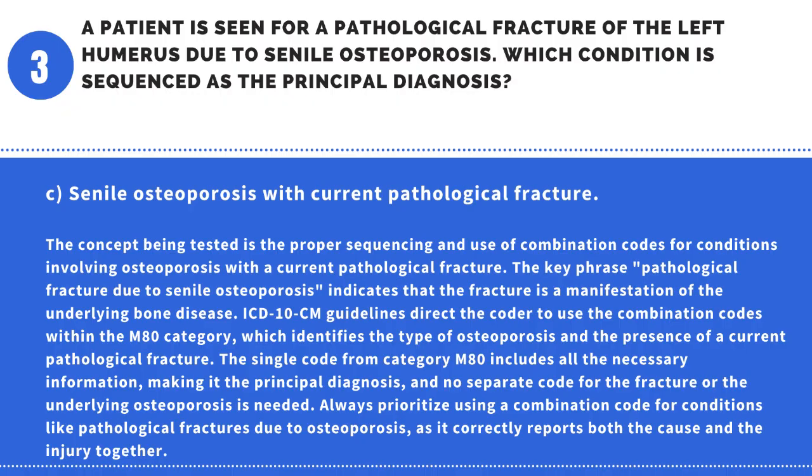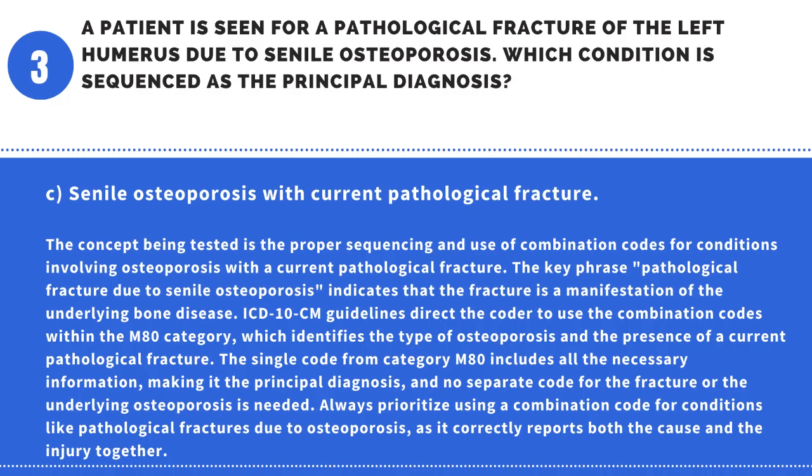The concept being tested is the proper sequencing and use of combination codes for conditions involving osteoporosis with a current pathological fracture. The key phrase, pathological fracture due to senile osteoporosis, indicates that the fracture is a manifestation of the underlying bone disease. ICD-10-CM guidelines direct the coder to use the combination codes within the M80 category, which identifies the type of osteoporosis and the presence of a current pathological fracture. The single code from category M80 includes all the necessary information, making it the principal diagnosis, and no separate code for the fracture or the underlying osteoporosis is needed.